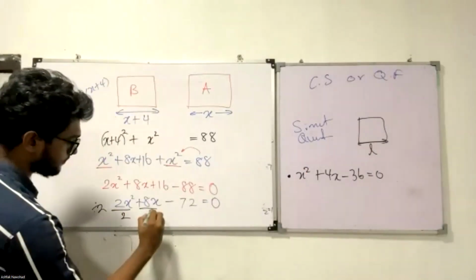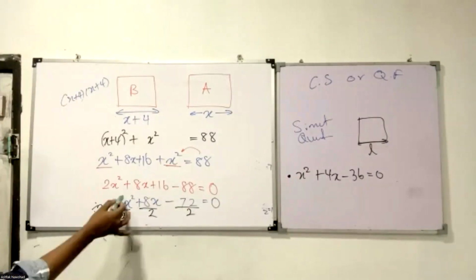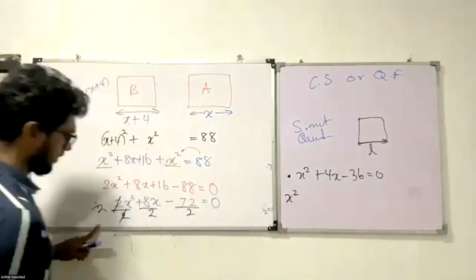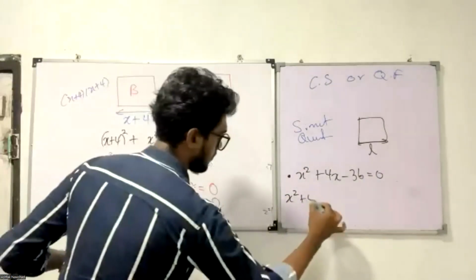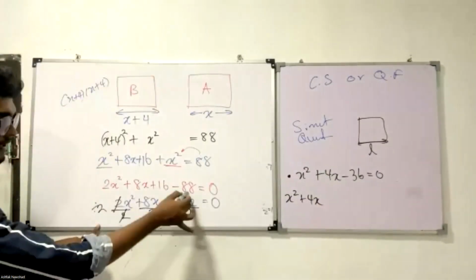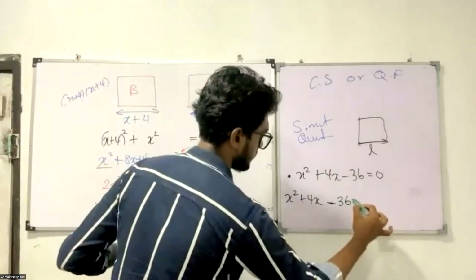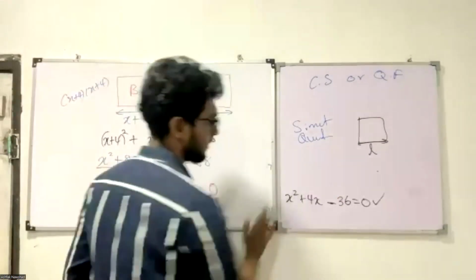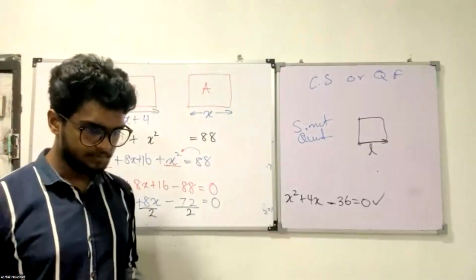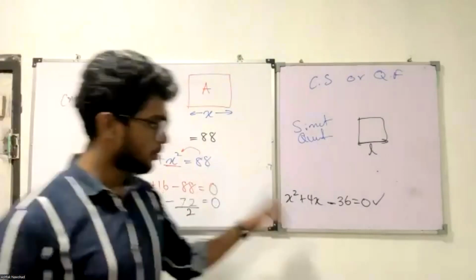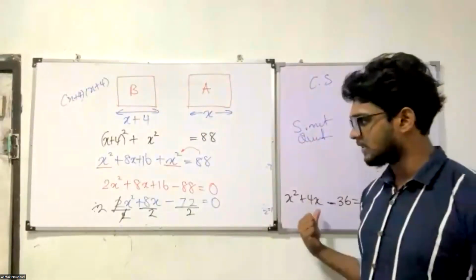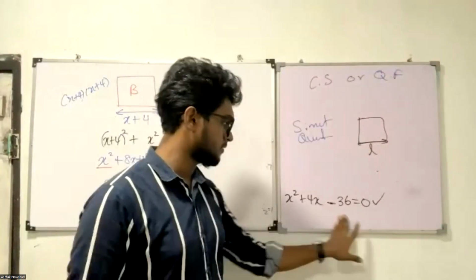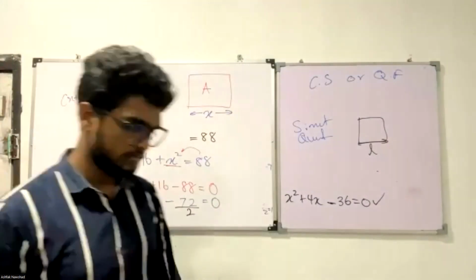Correct. Let's divide it by 2. So 2x squared divided by 2 is just x squared, and 8x divided by 2 is 4x. 72 divided by 2 is 36, equal to 0. We got the required equation. Is this clear? Now you can use any method, completing the square or the quadratic formula. Just try and find the value of x.